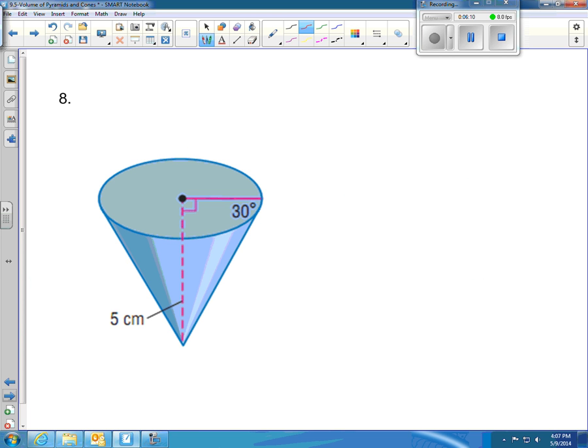I'm going to leave 8 for you. You have an angle on the bottom. Notice it's a 30, so you can use 30, 60, 90 triangles, or you can go ahead and use our trig functions again.